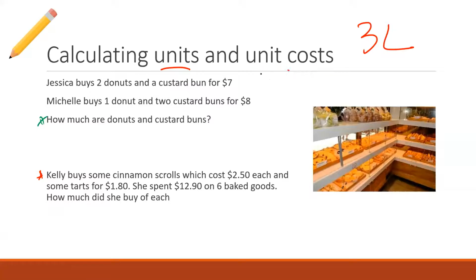So we're looking for how much. Jess buys 2 donuts and a custard bun for $7. Michelle buys 1 donut and 2 custard buns for $8. How much are donuts and custard buns? Okay, so we are looking for a unit cost.